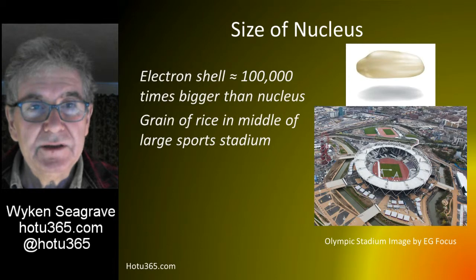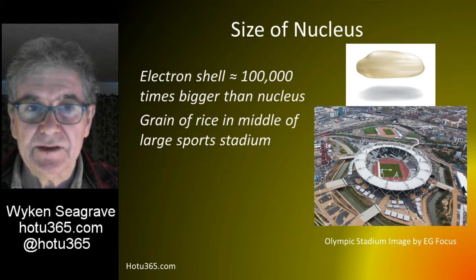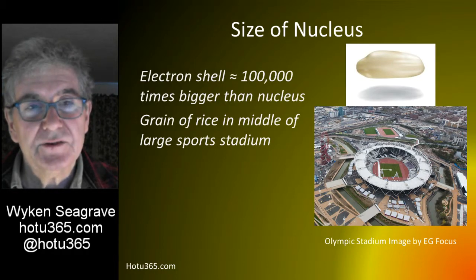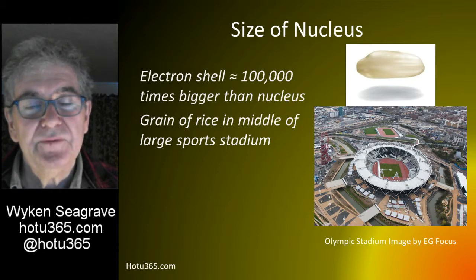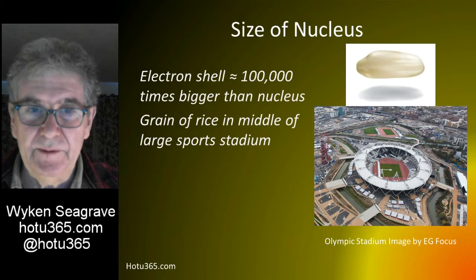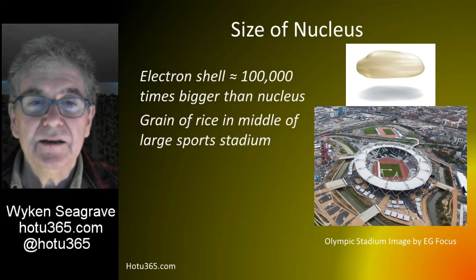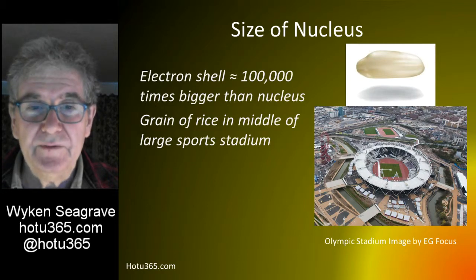A nucleus lies at the centre of every atom, and it is extremely small in comparison with the electron shell around the outside. The electron shell is about 100,000 times bigger than the nucleus. So if we imagine an atom the size of an Olympic stadium, then the nucleus at the centre would be about the size of a grain of rice.